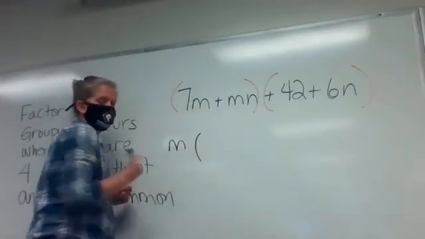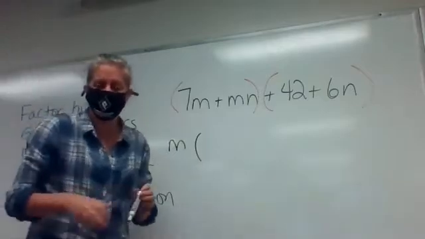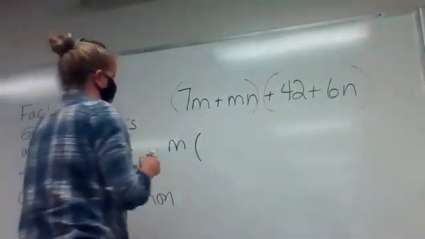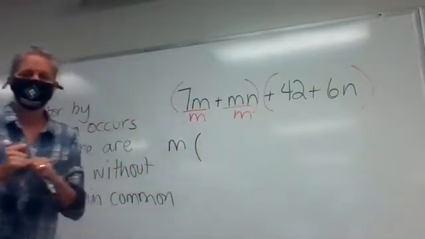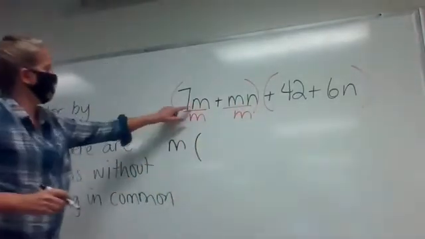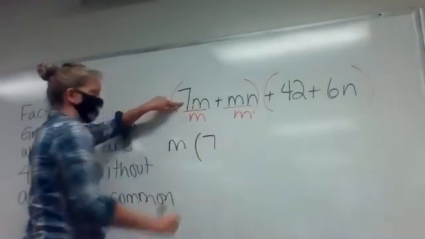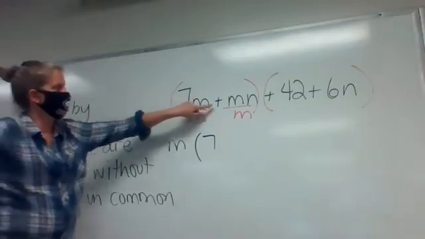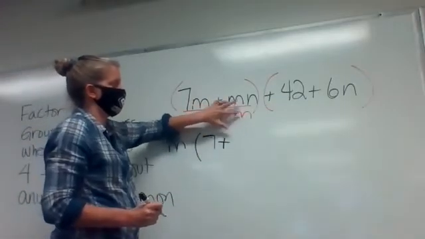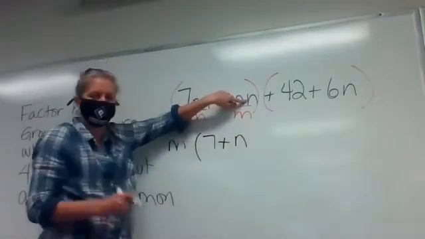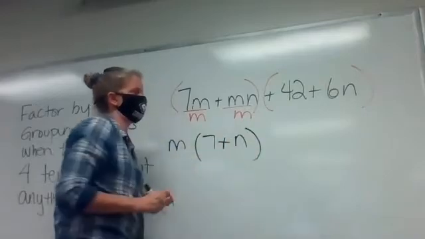And remember, what you do is you put in parentheses what is left after you pull out the M. So how do I find that out? Just like we've been doing. Whatever you pull out, that's what you divide by. So let's see. If I divided this first term by M, what is left? Just a 7. Plus, if I took the M out of this second term, what is left? Just that N. So I pulled out the M, I put in parentheses what is left.